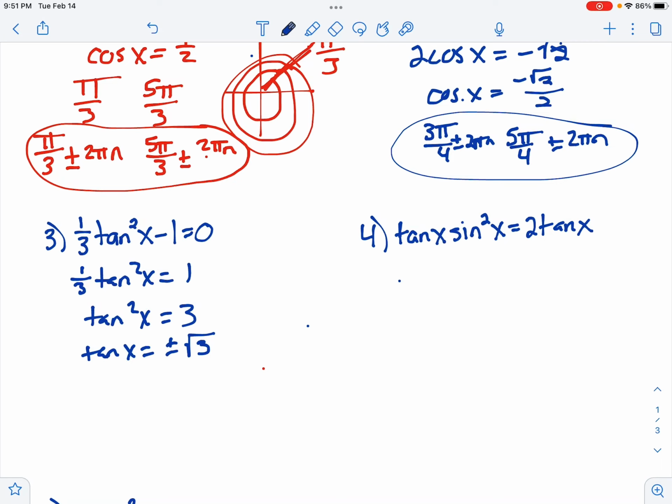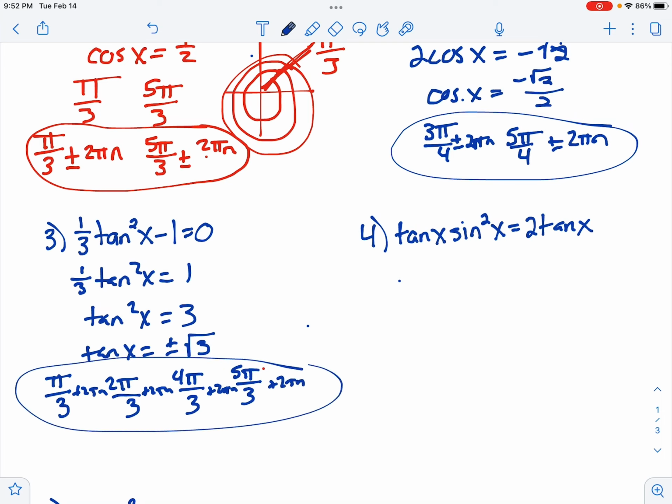So that's all of the values where tan equals the square root of 3 or negative square root of 3, which will be pi over 3, 2 pi over 3, 4 pi over 3, and 5 pi over 3. And again, all of the solutions would mean we would add that 2 pi n to each of these. And that represents all of the solutions for that one.